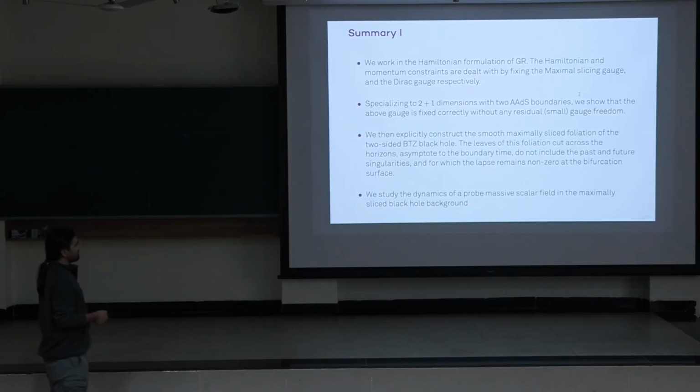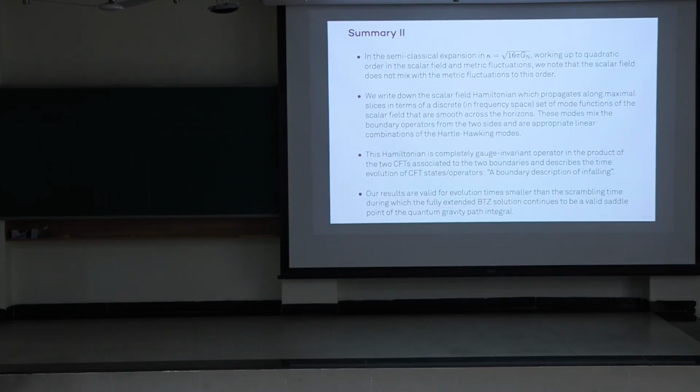We then study the dynamics of a probe scalar field in the maximally sliced BTZ black hole. In the semi-classical expansion, working up to quadratic order in the scalar field and metric fluctuations, we note that the scalar field does not mix with the metric fluctuations after gauge fixing. We write down the scalar field Hamiltonian, which propagates along these maximal slices, in terms of a discrete set of mode functions of the scalar field that are smooth across the horizon. Now these modes mix both the boundary operators, left and right, and are appropriate linear combinations of the Hartle-Hawking modes.